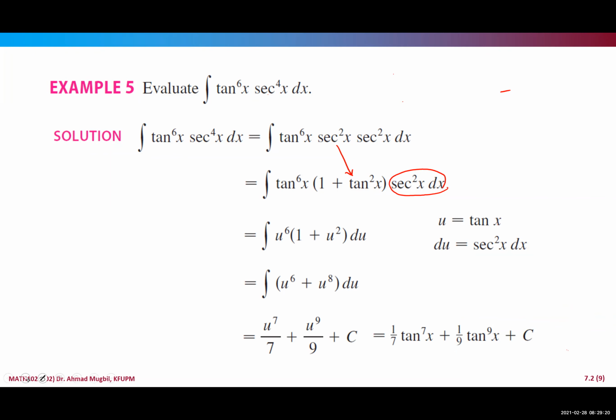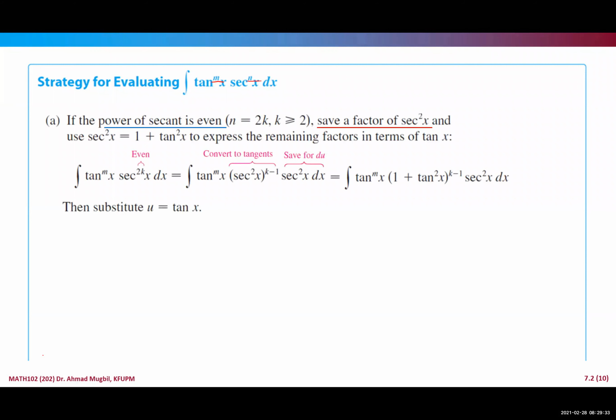I think we need a strategy similar to the one that we had for sine and cosine. So let's set up the strategy of evaluating such integrals. Now it depends, are the powers of tan and secant odd or even? If the power of secant is even, like the previous example, if you remember, what we will do, we will save a factor of secant squared, and this will be my du. Then I will write the remaining expression in terms of tan, as we did in the previous example.